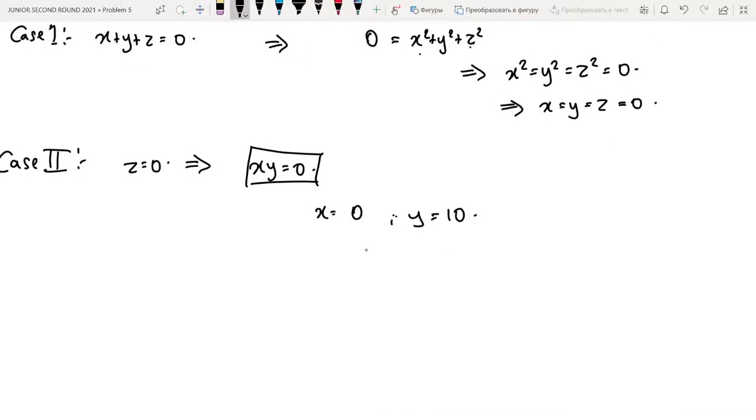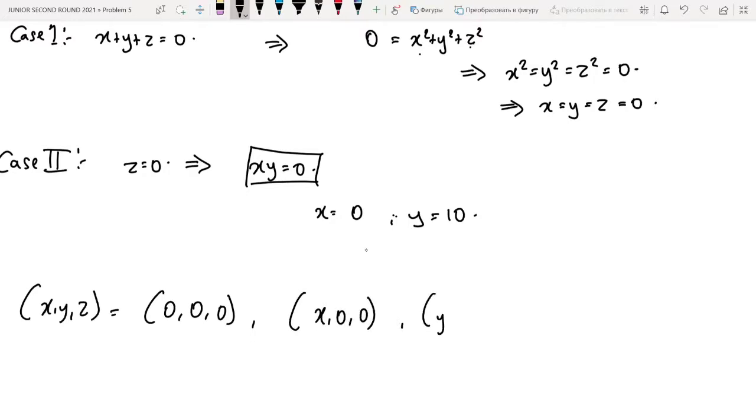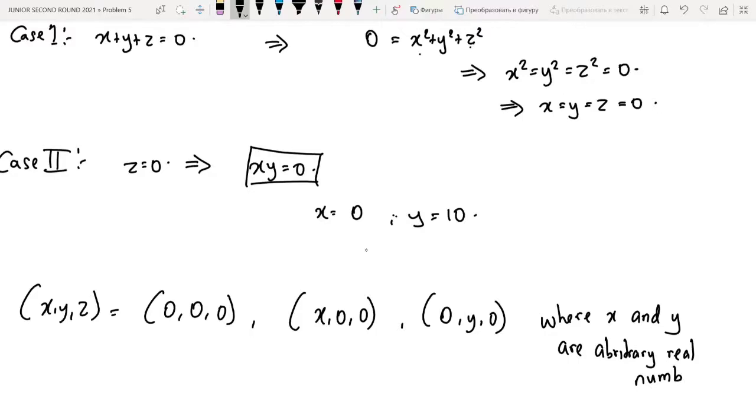So now let's write everything down. The ordered pair solutions are what? (0, 0, 0), comma, (x, 0, 0), comma, (0, y, 0), where x and y are arbitrary real numbers. So this is the solution.